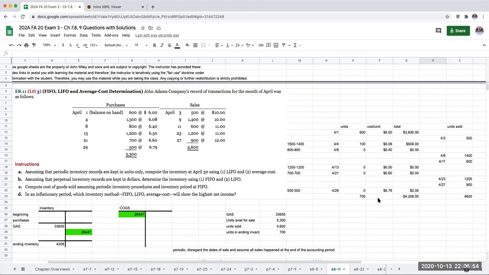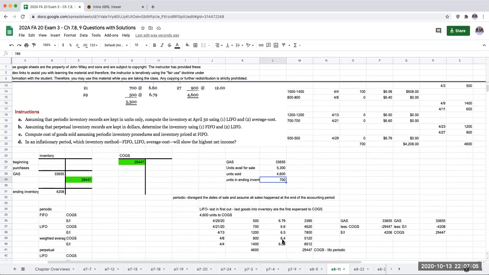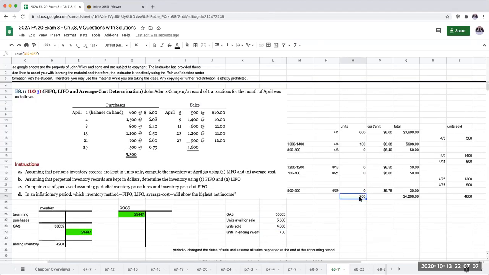So, what you'll also notice here is that this is what I have left. I have 700 units. That's a constant, right? This is always going to be the same. So after I assign those 4,600 units, I'm left with 700 units at $6.08 for a total of 4,208.